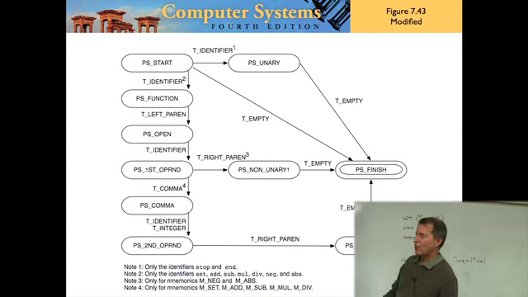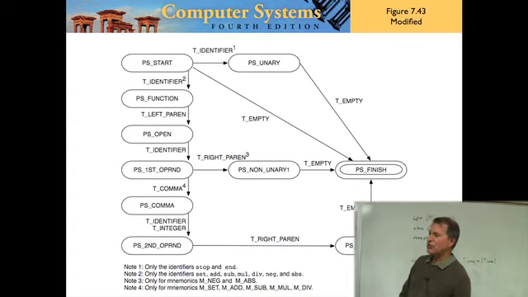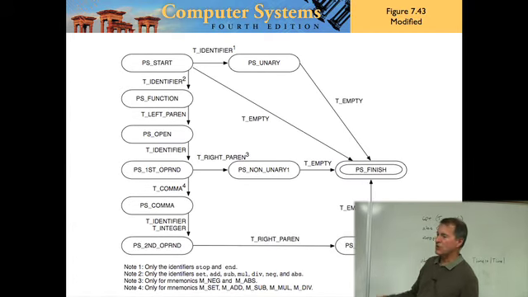Rule number 2 is you need to make a list of all the tokens, which you already have from your tokenizer project. Every single transition has to be on one of those tokens. Are you with me? Every transition on this figure 7.43 is a transition on a token that it gets from the lexical analyzer.